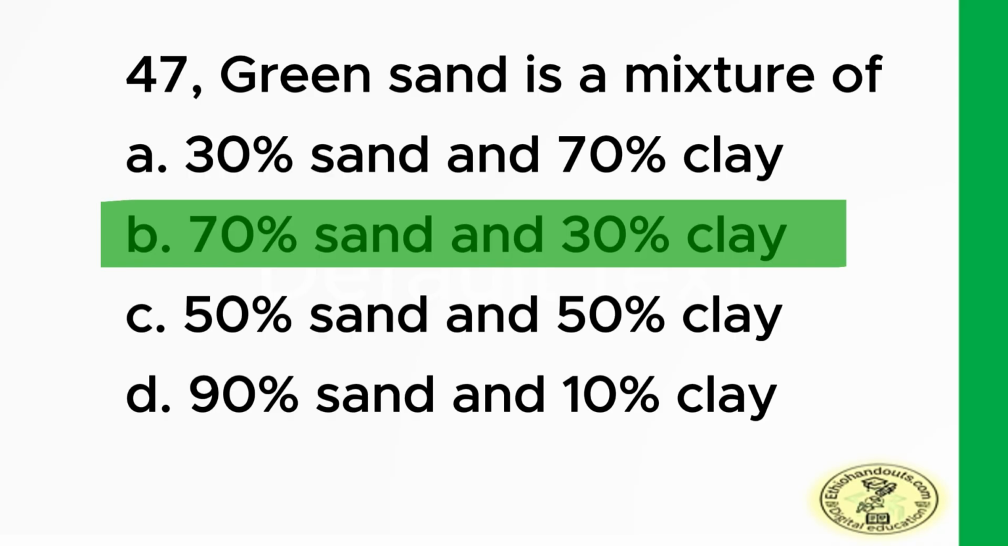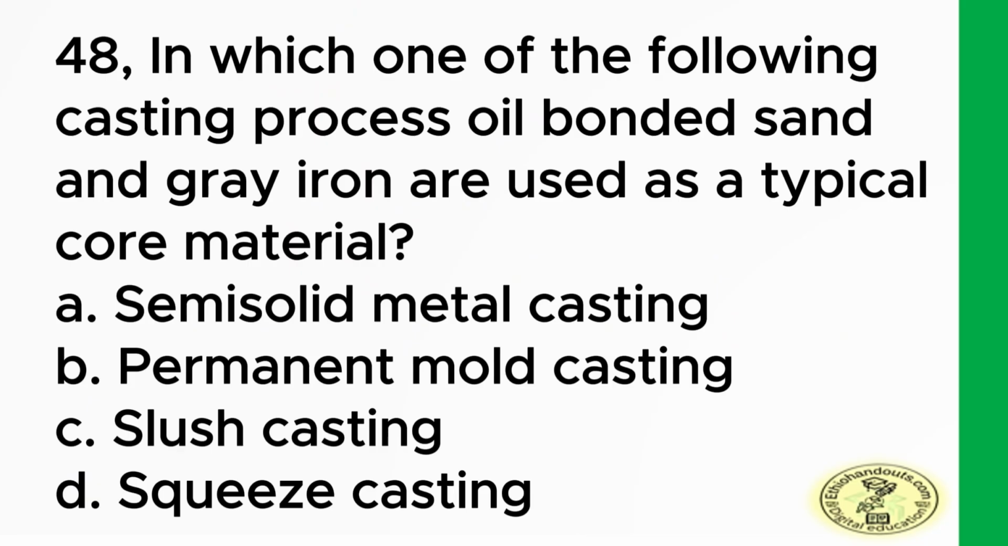The correct answer is B. 70% sand and 30% clay. 48. In which one of the following casting processes are oil-bonded sand and gray iron used as a typical core material? A. Semi-solid metal casting. B. Permanent mold casting. C. Slush casting. D. Squeeze casting.